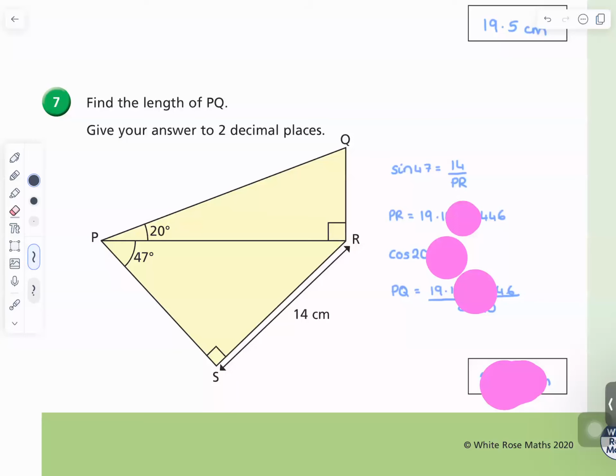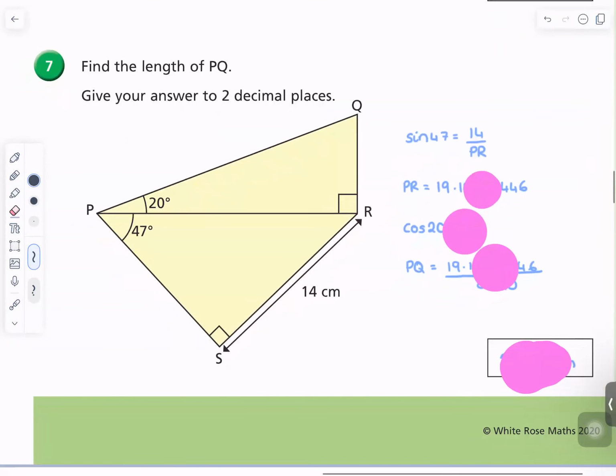How to do it. Let me record this and see. So number 7, it says find the length of PQ. What we want to find, I'll put it in a bright color. Where is PQ? I will put PQ in. Can you see PQ now? Mm-hmm. So that's what we want to find.